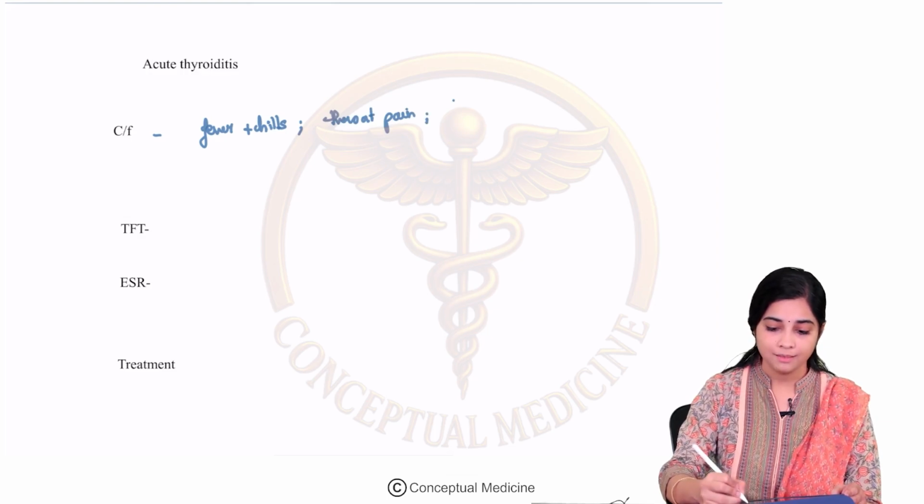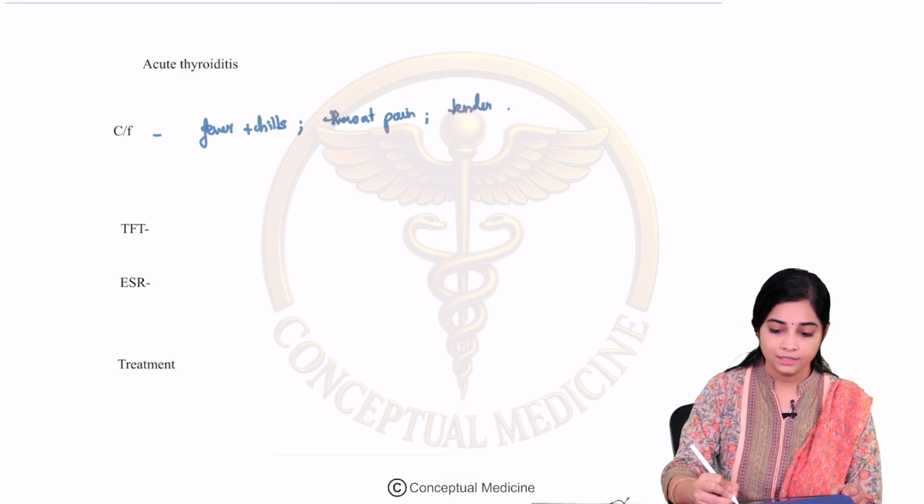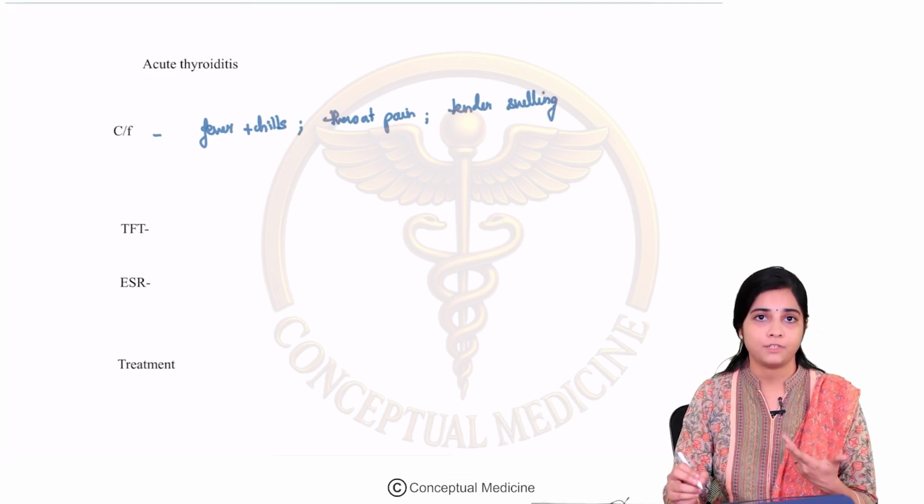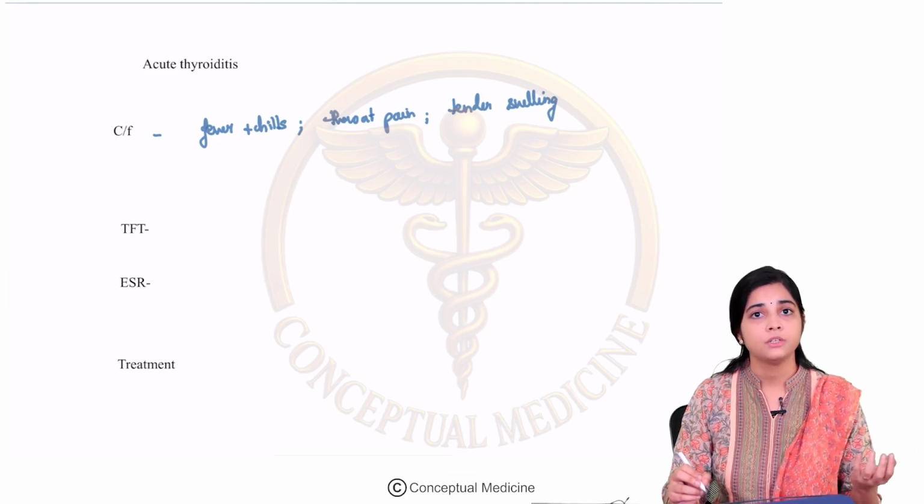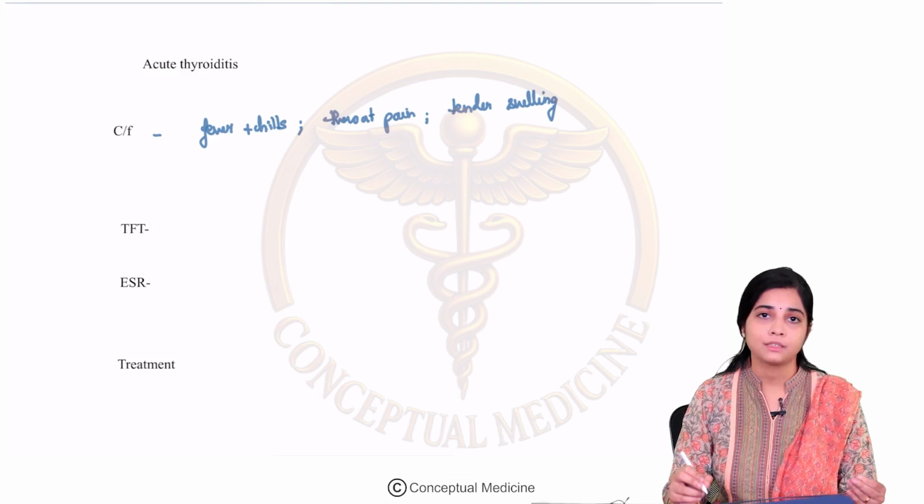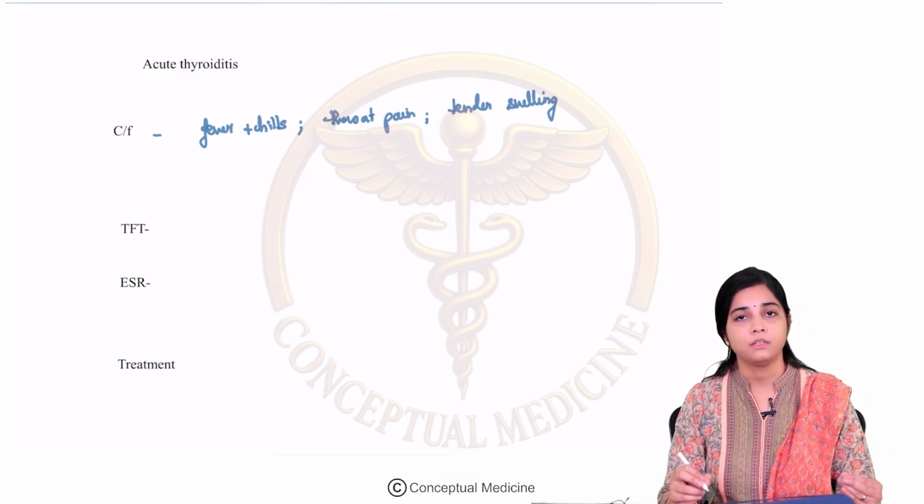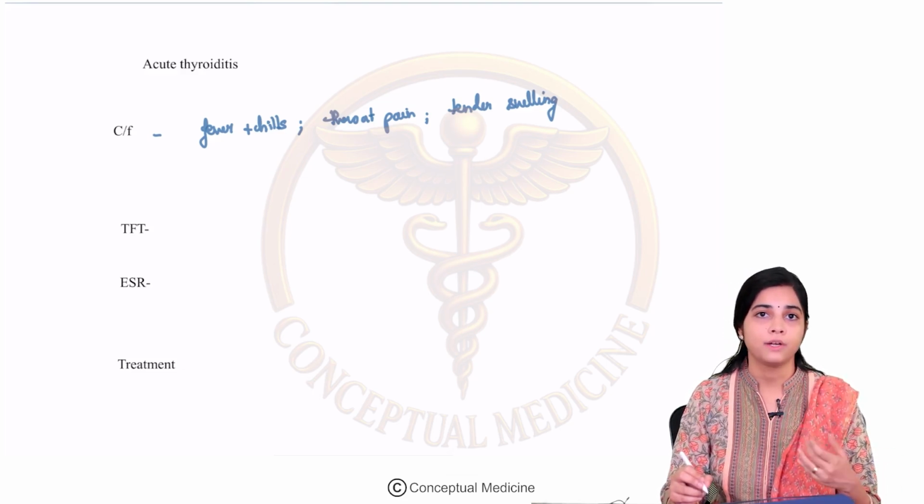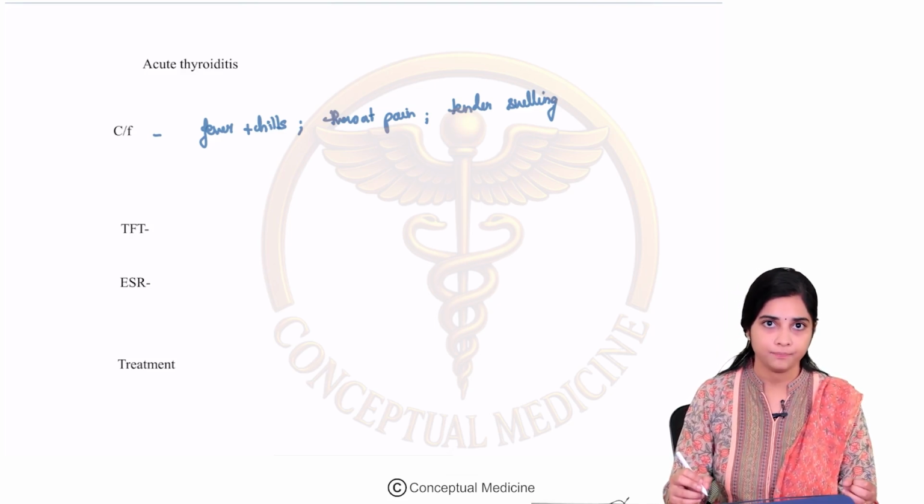Okay. On examination, you can have a tender swelling. Where do you find the swelling? In the anterior aspect of the neck, between the cricoid and the suprasternal notch, you can find the swelling or the goitrous enlargement of the thyroid gland.